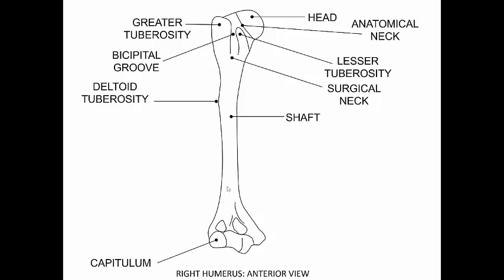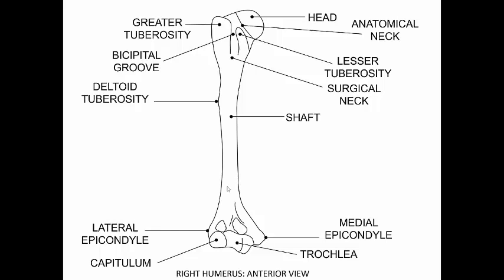And at the distal end, we see two articular surfaces, the capitulum located laterally and the trochlea located medially, and these are for the formation of the elbow joint. Above each capitulum and trochlea is an epicondyle, one laterally and one medially, for the attachment of muscles and ligaments.